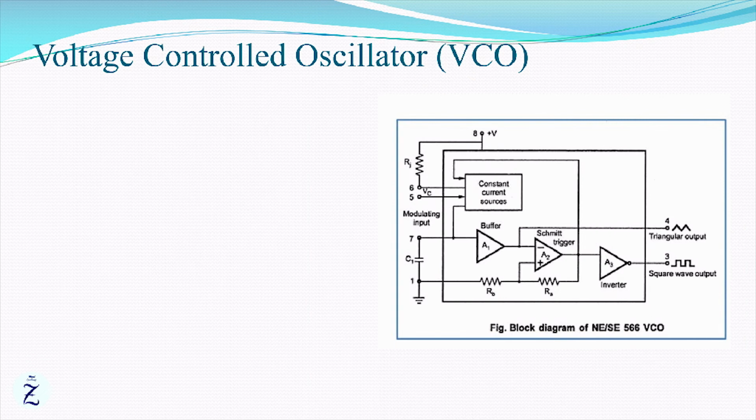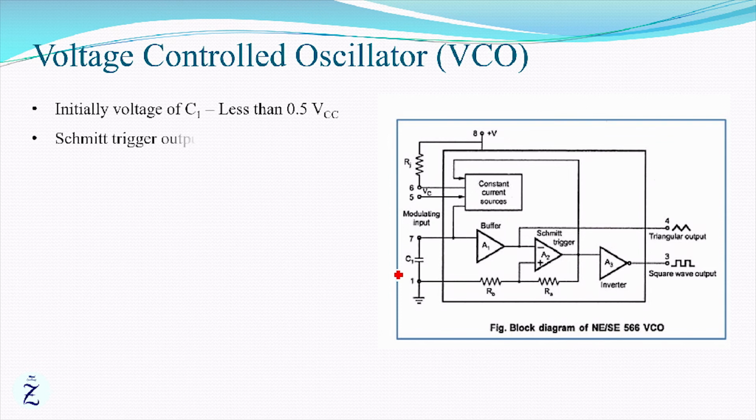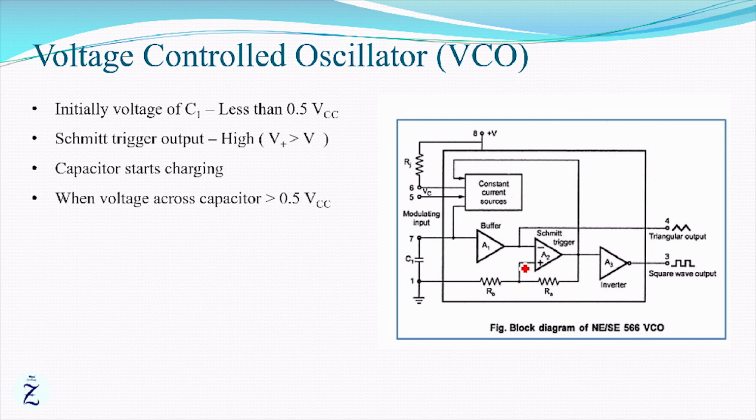Let us consider the case where the capacitor is charging by the constant current source. Initially, the capacitor voltage is below 0.5 VCC, hence the Schmitt trigger output will be high, that is VCC. The voltage at this non-inverting terminal is 0.5 VCC. When the capacitor keeps charging and exceeds 0.5 VCC, the inverting terminal voltage becomes higher than that of the non-inverting terminal. Then the Schmitt trigger output becomes low, that is 0.25 VCC.